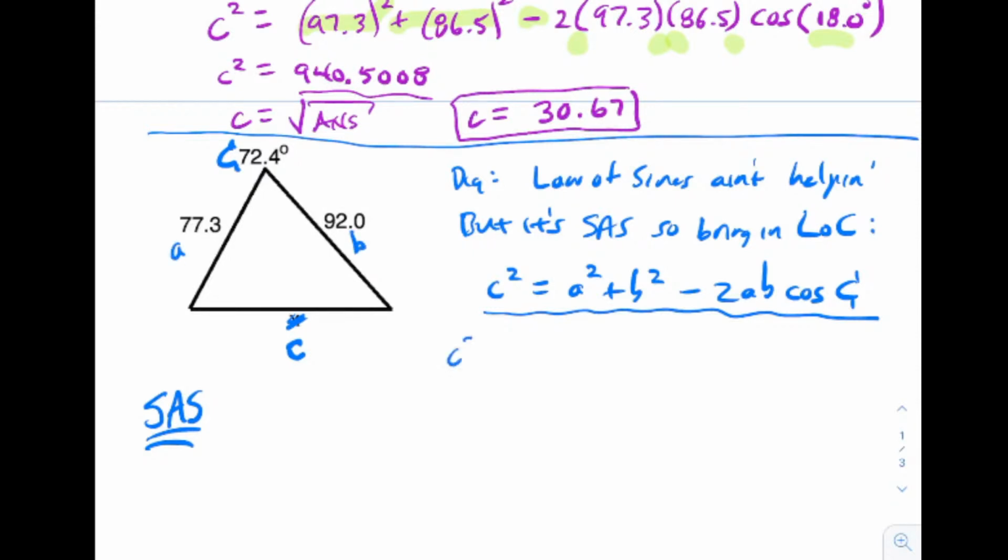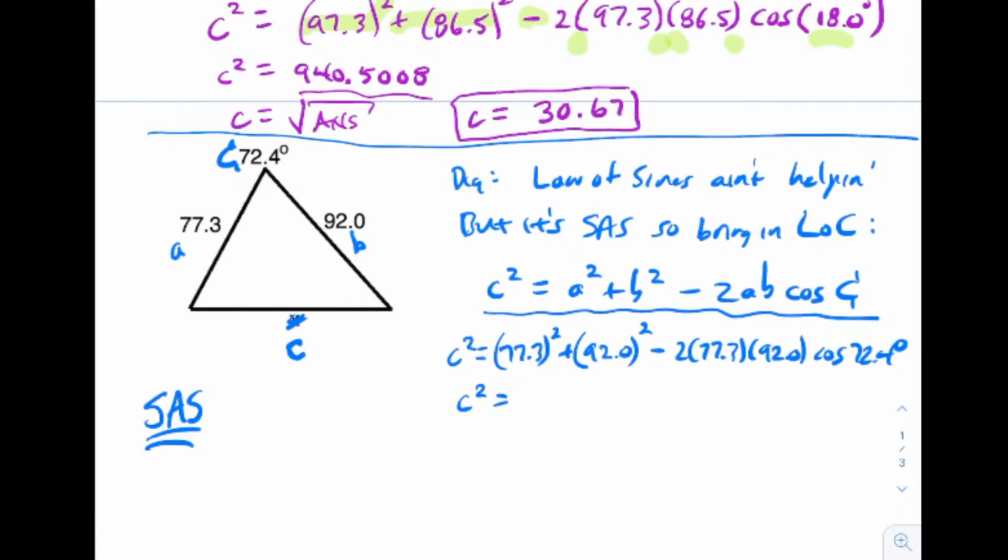So C squared equals, take my A, which is 77.3, and square it. Take my B, which is 92.0, and square it. Minus 2 times my A, 77.3, times my B, 92.0, times the cosine of that angle C, 72.4 degrees. There, look at that. I even fit it in. Okay, so C squared equals, button pushing time. Make sure you get exactly the same result as me, exactly.